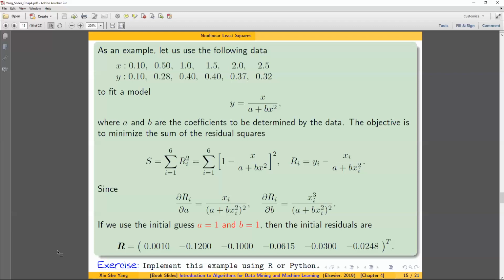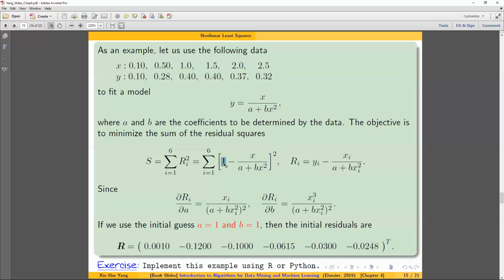Here there's apparently a typo. This is not 1, it should be y_i. So the residual is y_i minus x divided by (a plus b x) squared. And then each r_i is y_i minus that. So this is really y_i.